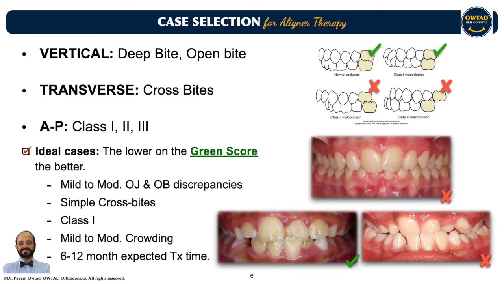So with that said, the lower on the green score, the better for aligners. It's easier to manage. You know with confidence that you can finish it up and you're not going to get stuck. Basically mild to moderate overjet, overbite discrepancy. You're familiar with overjet and overbite for sure, right? And then simple cross bites. So a cross bite like this, I would recommend it.